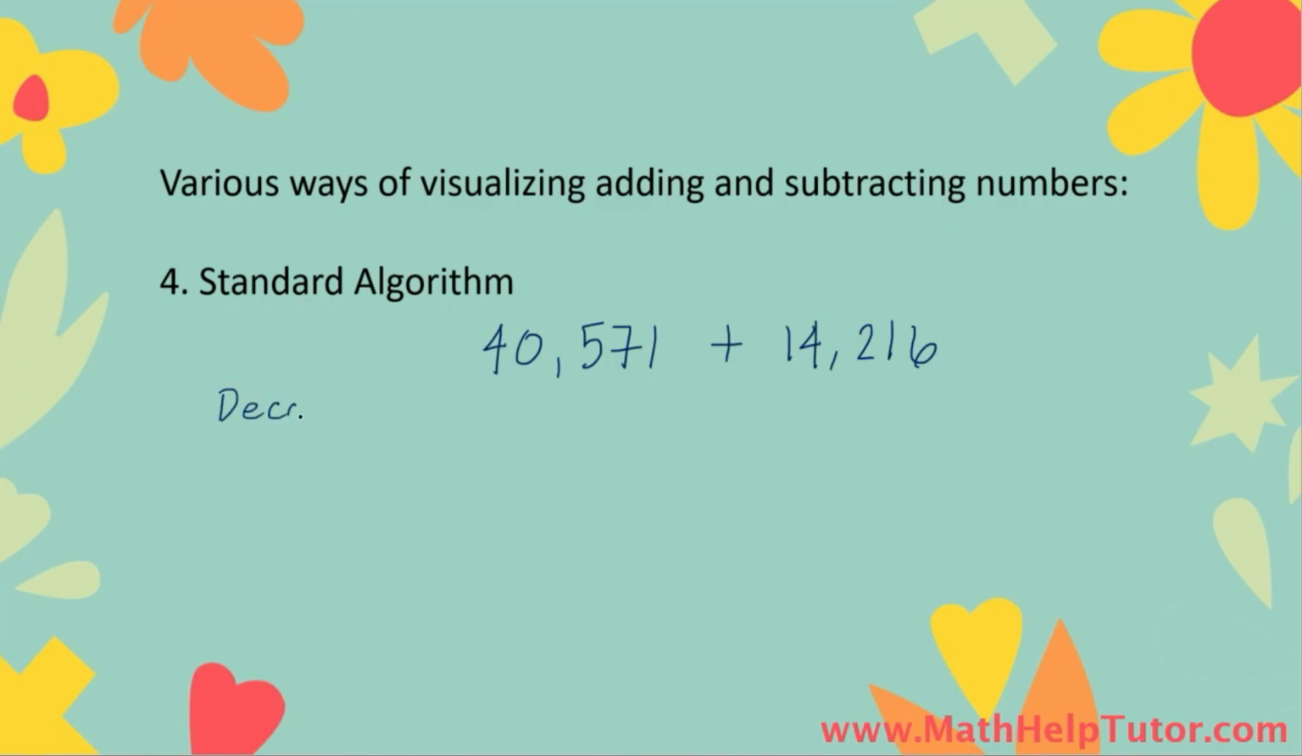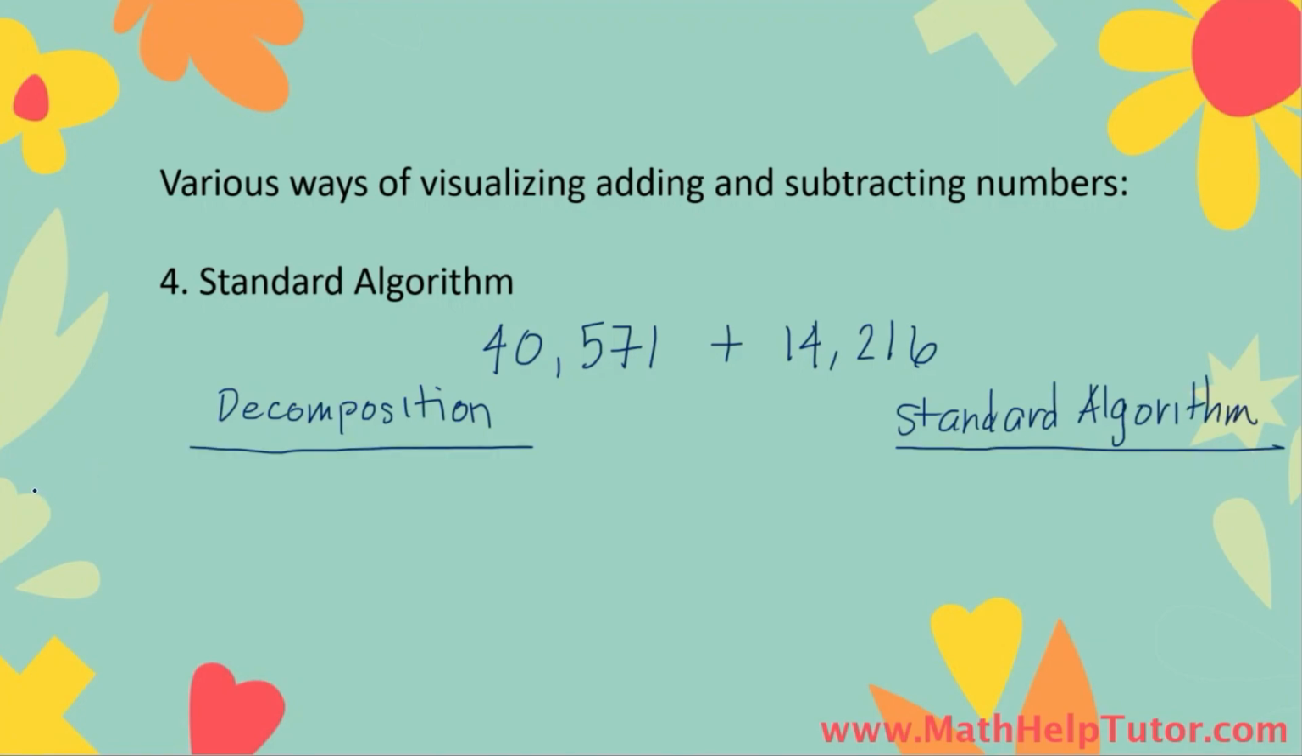So here, let's do the decomposition method, and then here, we use the standard algorithm. So for the decomposition method, first we write the numbers in their decomposed forms. So we have 40,000 plus 0. Okay, 40,000 is the 10,000s place. 0 is the 1,000s place. Plus the hundreds place is 500. Plus the tens place, 70. Plus 1, the ones place.